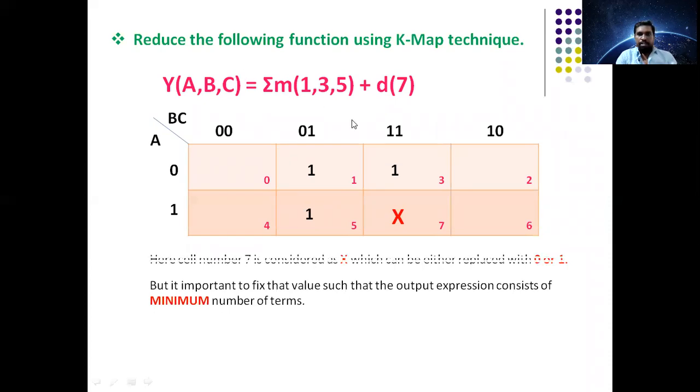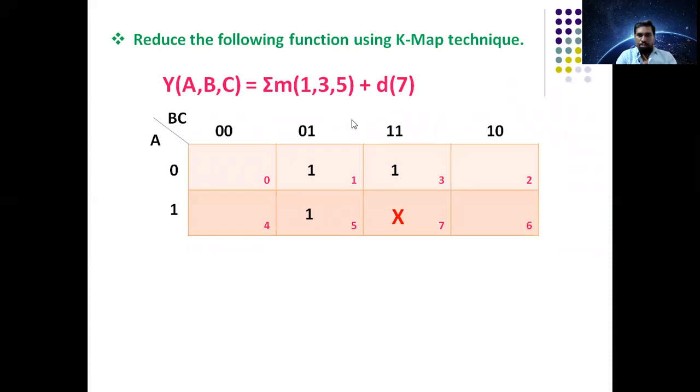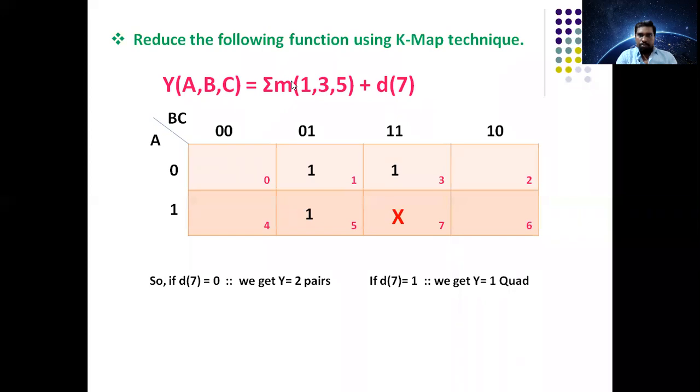Okay, fine. So suppose d of 7 is equal to 0. See carefully, I will change the color to blue. Suppose I take 0 in the place of X, then what will be the answer? As it is SOP, I should concentrate only on ones. So I will take these two as one pair and these two as one pair, and I should not consider this value because it is 0. So if I take d of 7 equal to 0, I will get the answer as 2 pairs.